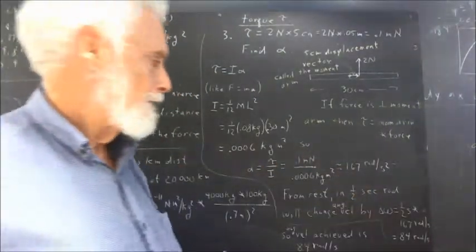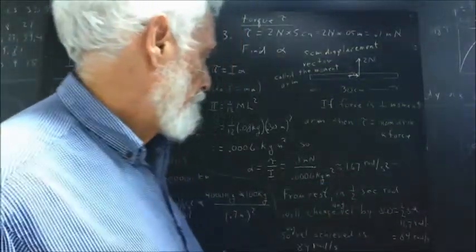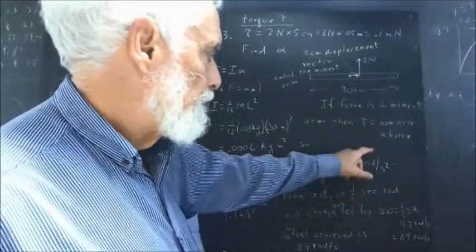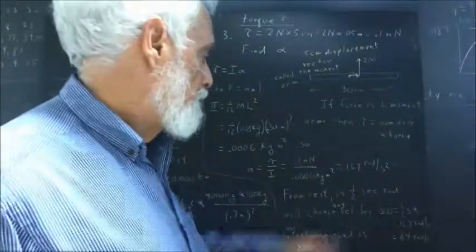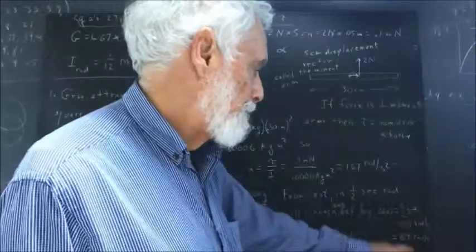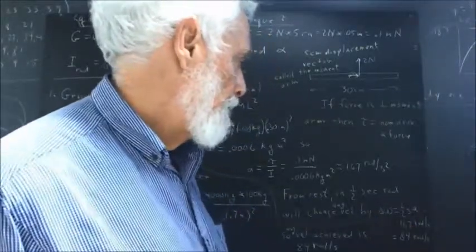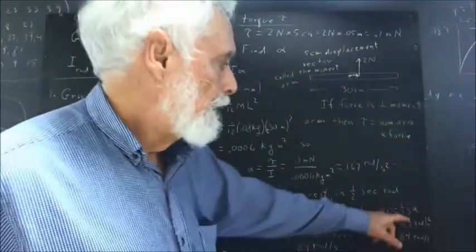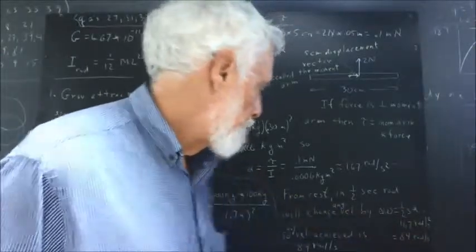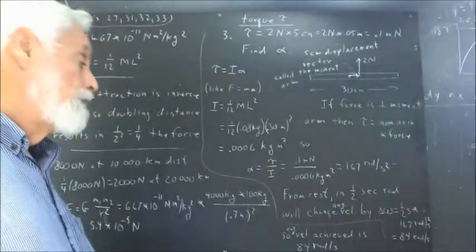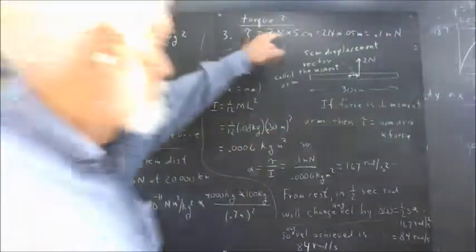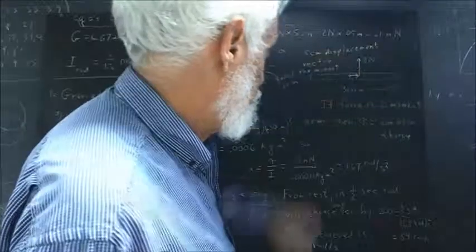Okay, well, what is the implication of this? From rest in half a second, that tells you that the rod will change its angular velocity by how much? Well, in half a second, at 167 radians per second squared, the change is going to be delta omega equals 1/2 second multiplied by 167 radians per second squared. It's a radian per second squared here, multiplied by the second, gives you a radian per second, 84 radians per second. So we would achieve an angular velocity of 84 radians per second, applying a 2 Newton force at a distance of 5 centimeters from the axis of rotation of this rod.